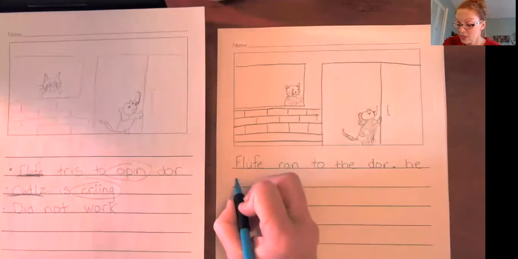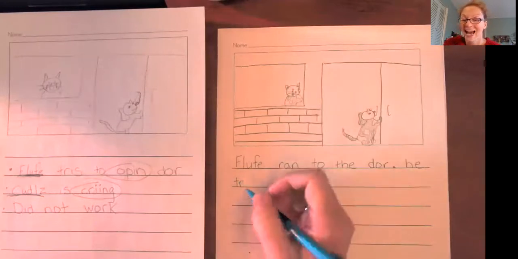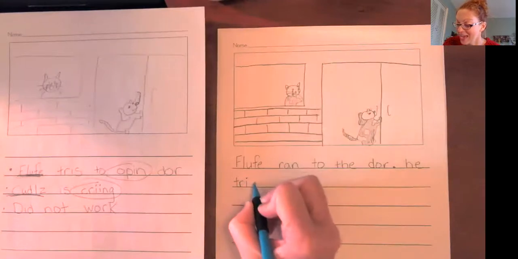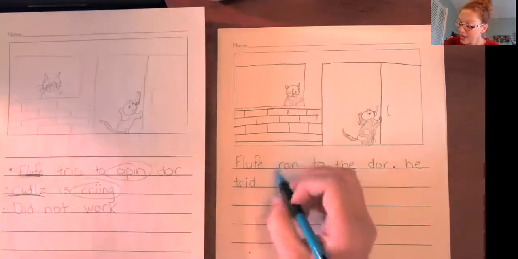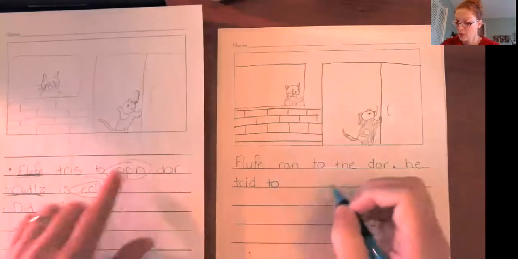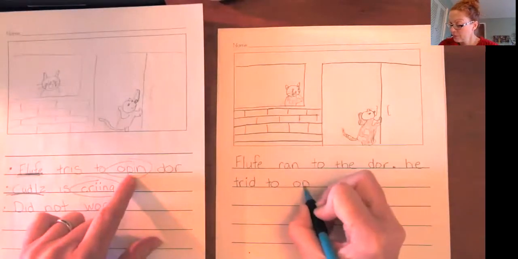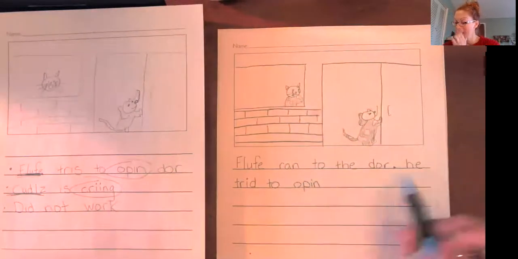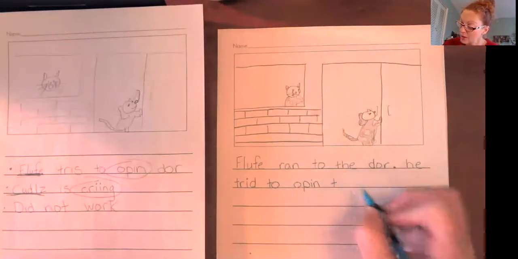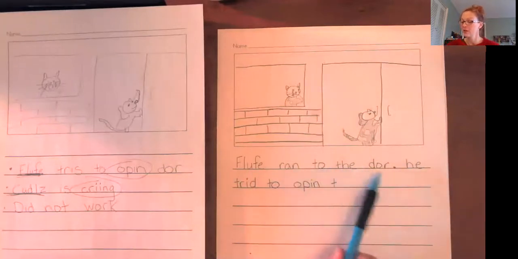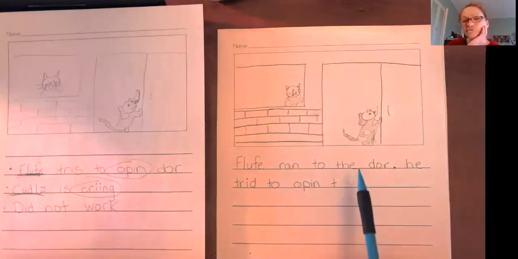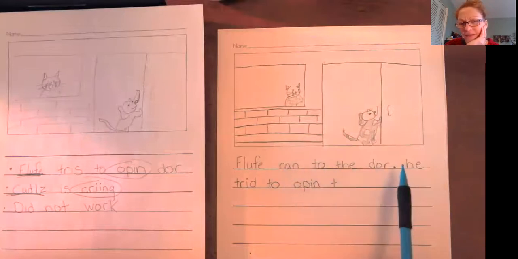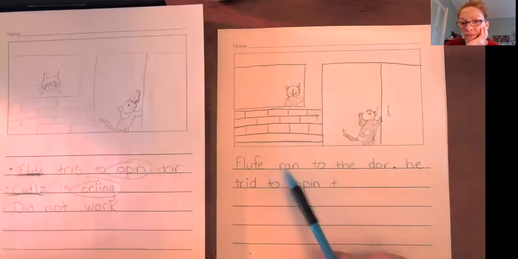He tried, eyed. He tried to open, right? There's my verb. He tried to open the door. Wait, Fluffy ran to the door. He tried to open the door? Should I say the door twice? I didn't say Fluffy twice. Should I say the door? Fluffy ran to the door. He tried to open.